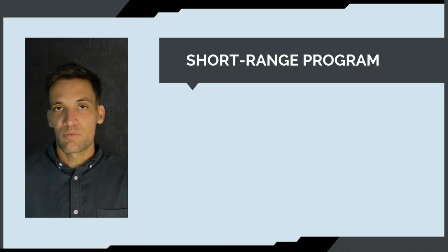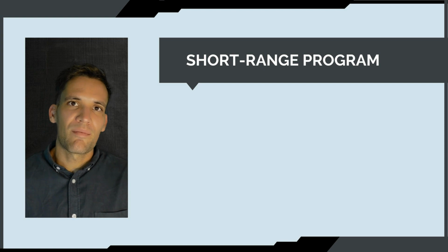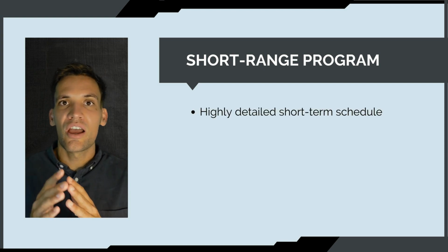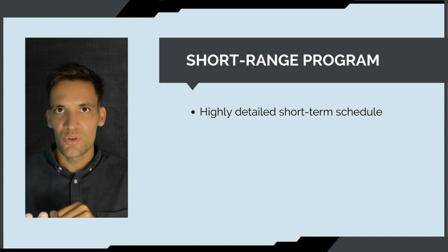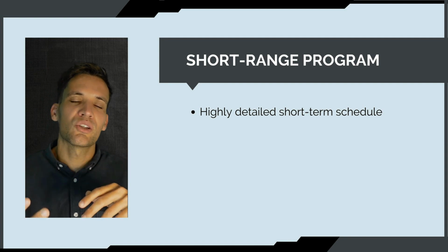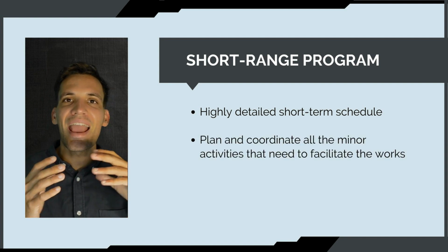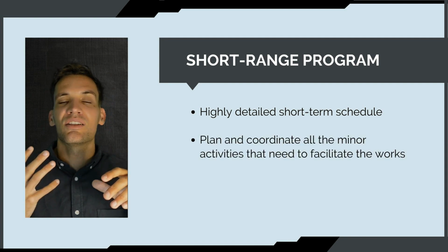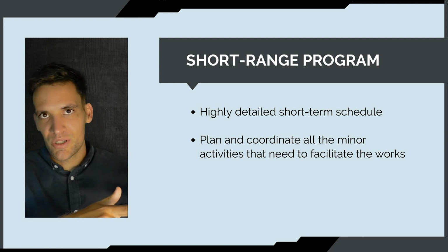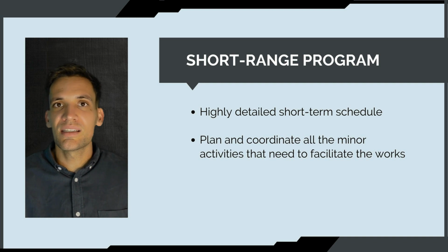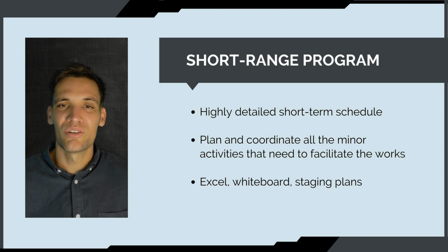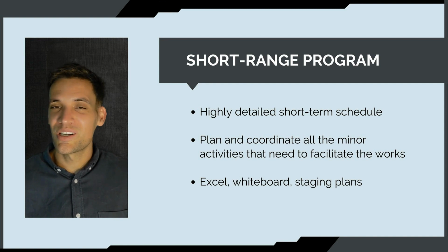What is a short range program? Well, a short range program is a highly detailed schedule that covers a short period of time in the future. And it's basically a tool we use to plan and coordinate everything that has to happen to achieve the targets in the master project schedule. So while the master project schedule will be done in Primavera P6, a short-range program can be something as simple as an Excel table or even just something on a whiteboard in an office.